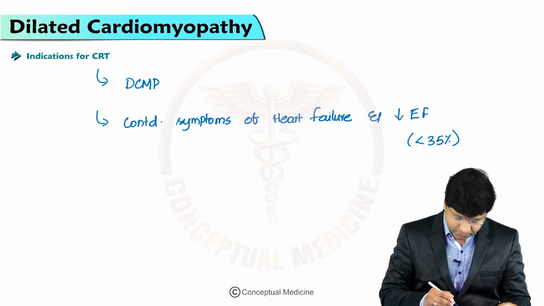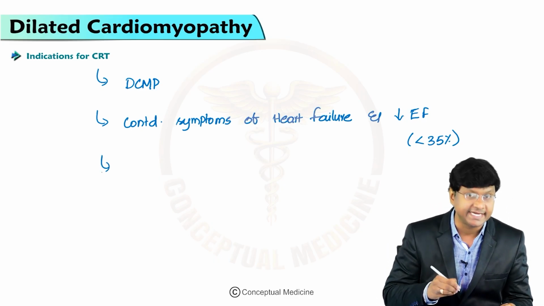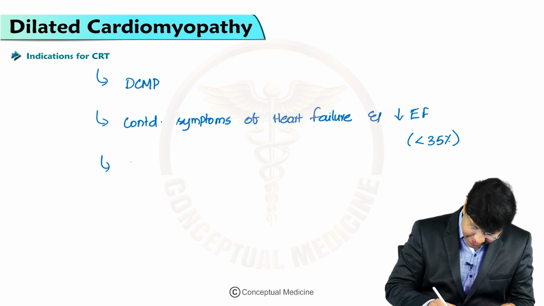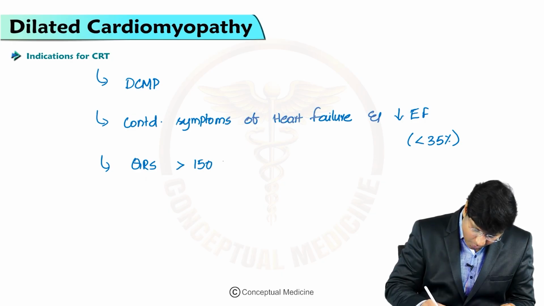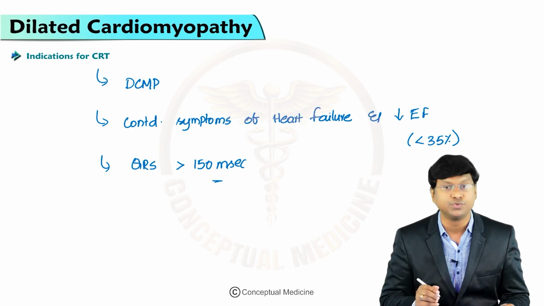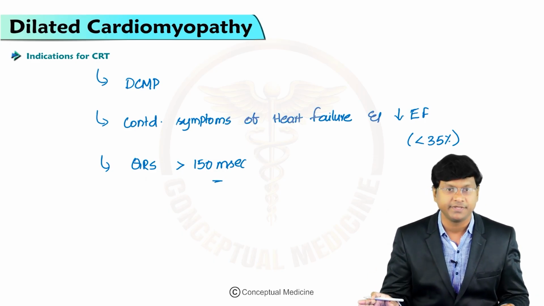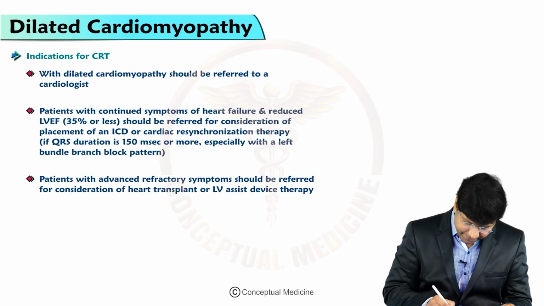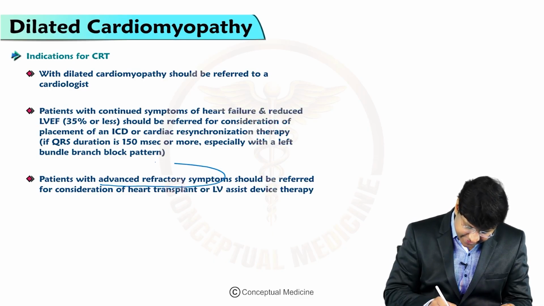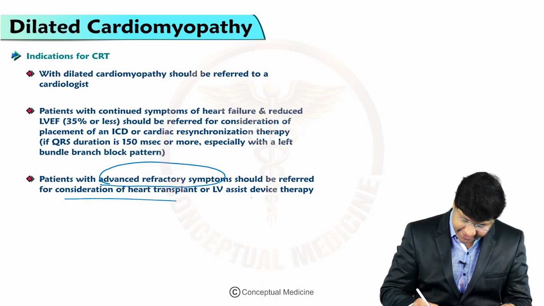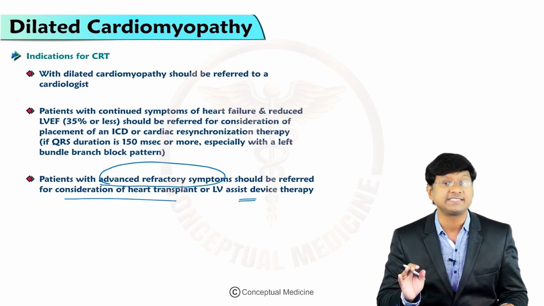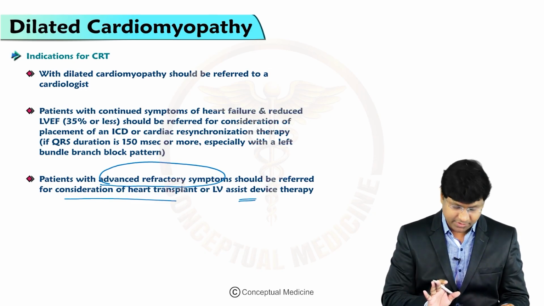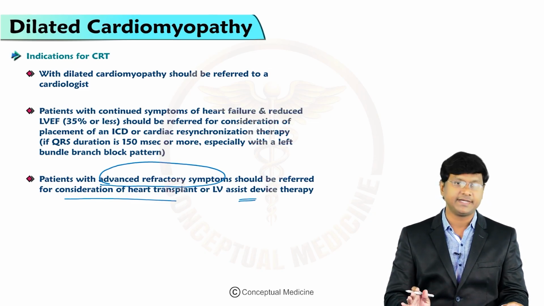And what should be the ECG criteria? That should be the individual having a QRS duration of more than 150 milliseconds. In those individuals you need to use the cardiac resynchronization therapy, right? And patients with advanced refractory symptoms should be referred for consideration of heart transplant or LV assist device therapy. So that is about the treatment of dilated cardiomyopathy.